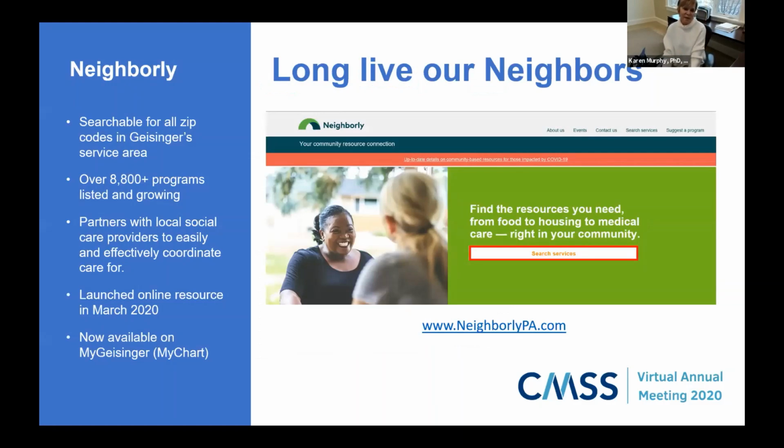So we use Aunt Bertha, which we have named Neighborly, to develop a database where providers and patients can search all of the zip codes in the Geisinger area. We have listed close to 9,000 programs, community services, and partners that can be used to connect social services with our patients and members of the community. We have it embedded in our members' and patients' My Chart or My Geisinger.